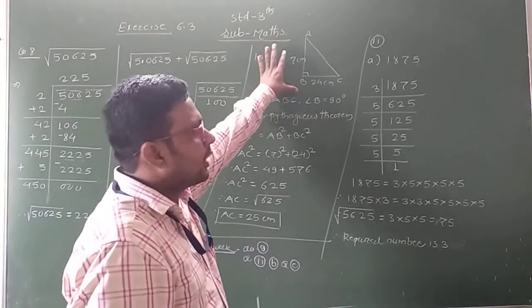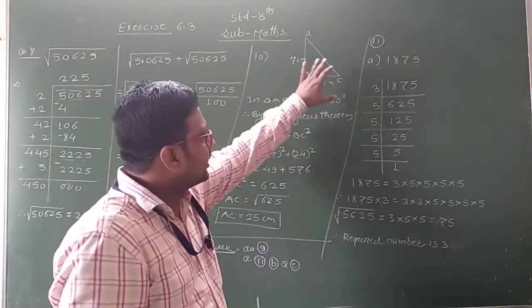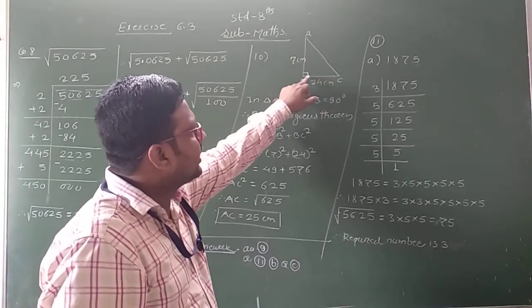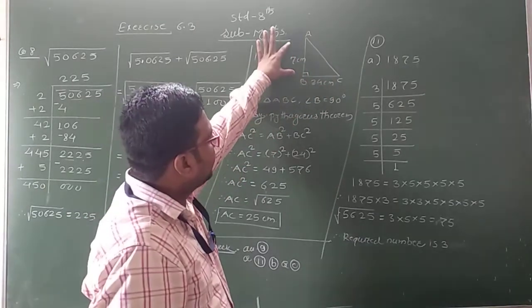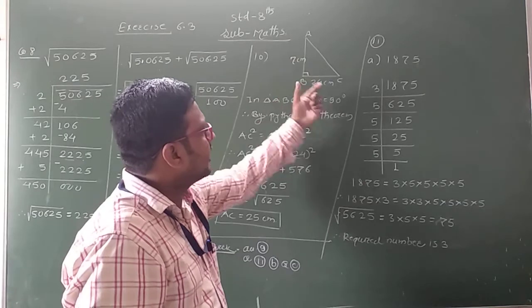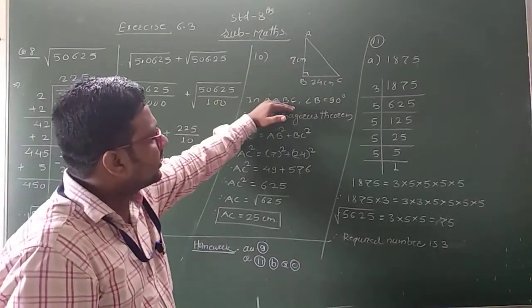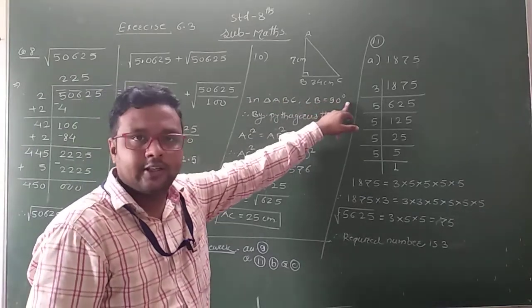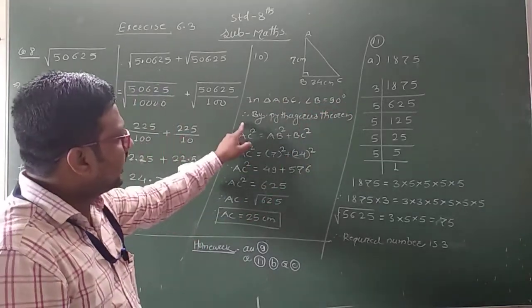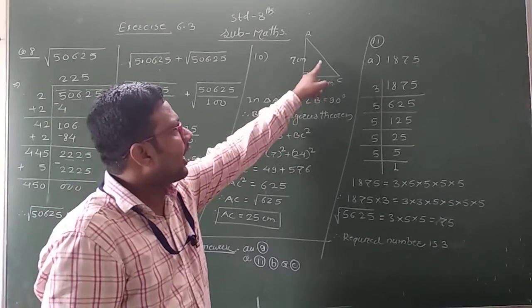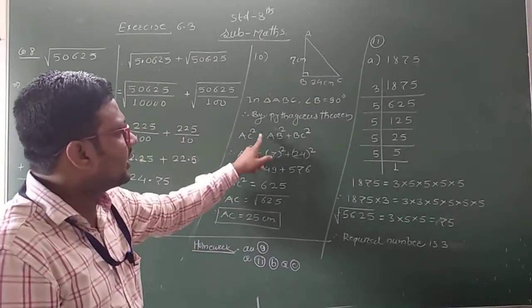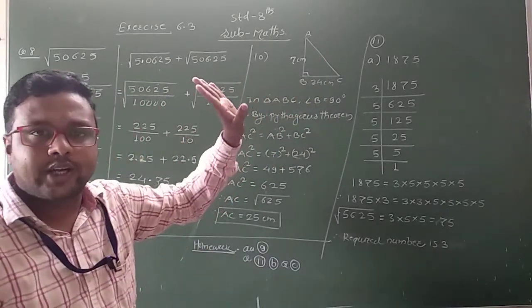Here I draw a rough sketch of triangle ABC, which is a right angle triangle, and angle B is equal to 90 degrees. AB is given as 7 cm, and here I mention BC is equal to 24 cm. Now in triangle ABC, angle B is 90 degrees, so it is a right angle triangle. Therefore by Pythagoras theorem, the hypotenuse square, that is AC square, is equal to the sum of the squares of the remaining two sides.